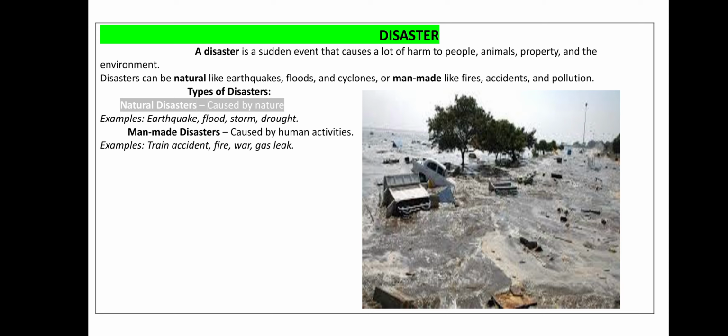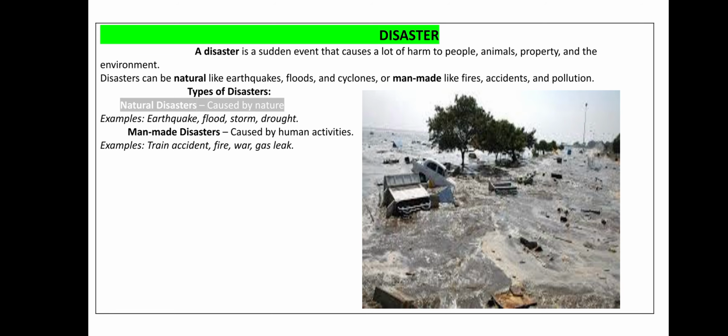So we come to the definition of disaster: a disaster is a sudden event, not a gradual one, that causes a lot of harm to people, animals, property, and the environment. Basically, if tectonic activity takes place, if the tectonic plates collide or move away, it will cause a lot of harm to people because it directly vibrates the earth's surface. So it will definitely cause a lot of harm to people, animals, property and the environment.